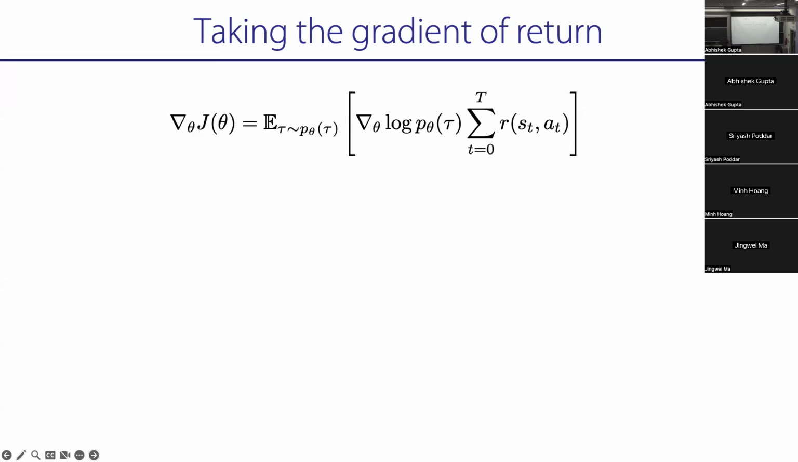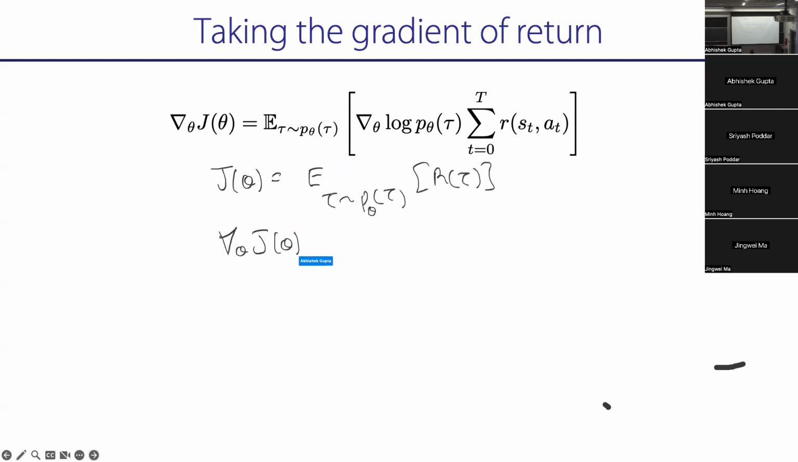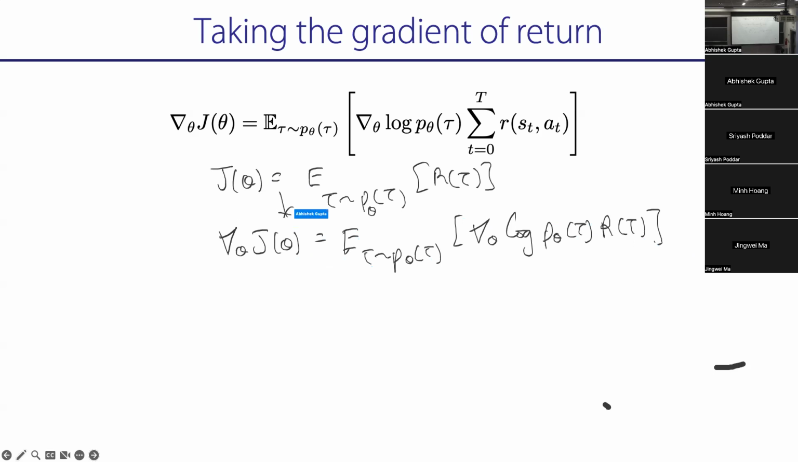So can someone remind me how we actually derived that? We defined J theta as the expectation over tau from P theta tau of R tau. And then we derived that the gradient is the expectation over tau from P theta tau of grad theta log P theta tau times R tau, right? And we took this jump from here to here. Can someone remind me about it?